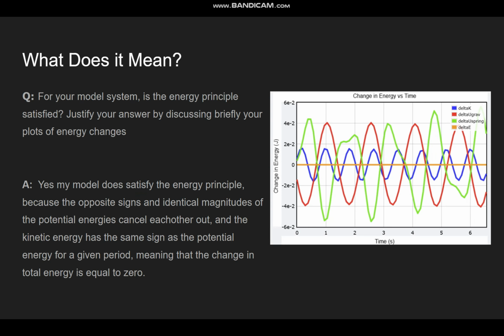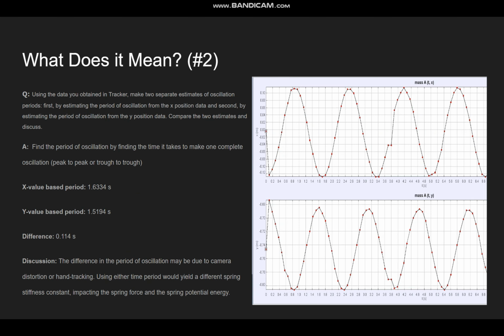What does it mean? Yes, my model does satisfy the energy principle because the opposite signs and identical magnitudes of the potential energies cancel each other out, and the kinetic energy has the same sign as the potential energy for a given period, meaning that the change in total energy is equal to 0. What does it mean, number 2?